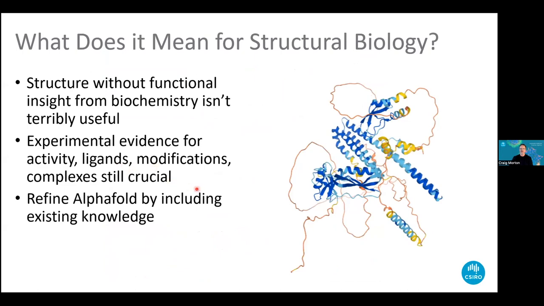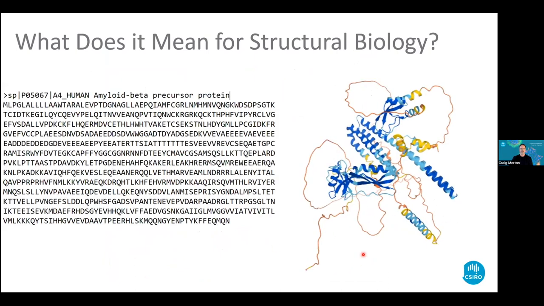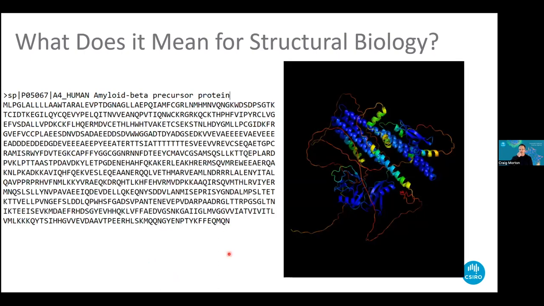We need experimental evidence for what the protein does, what ligands it has, modifications that occur post-translationally, whether it forms complexes. And so when we build an AlphaFold model, we should be refining that on the basis of this experimental data. So again, let's look at the context of APP. There's the APP model, and that's the sequence for amyloid beta precursor protein. So I can take that and, rather than using the EBI database, I can build my own AlphaFold model. Looks pretty similar. Things are slightly packed differently, but no major differences.